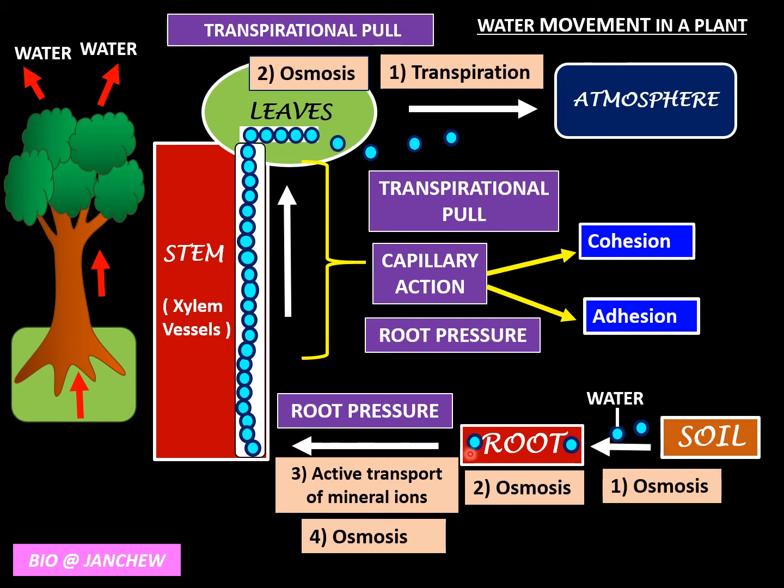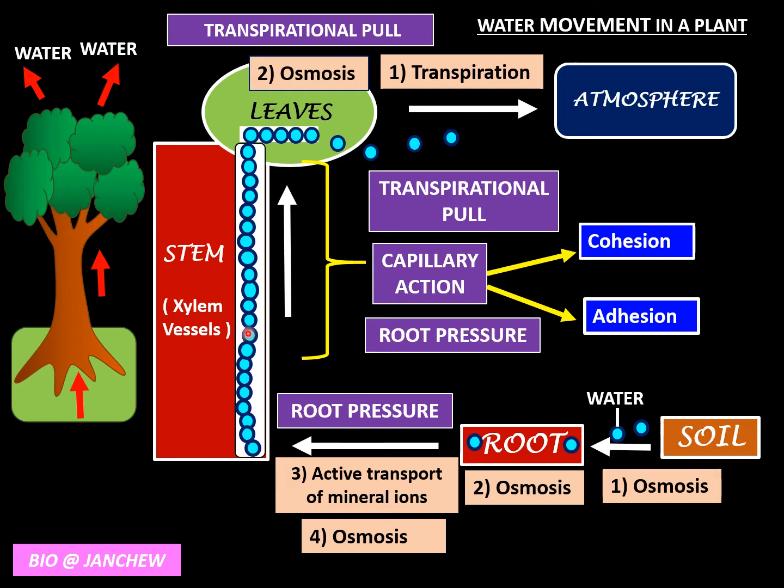Now, the processes of osmosis through the root cells and the active transport of mineral ions creates a force called root pressure, which pushes the water up the xylem vessels in the root and into the stem. Right? So root pressure is a pushing force caused by osmosis of water in the root and also active transport of mineral ions into the xylem vessels of the root.